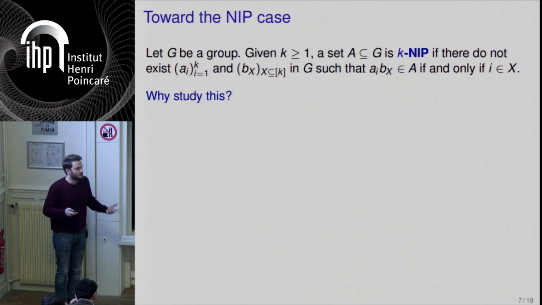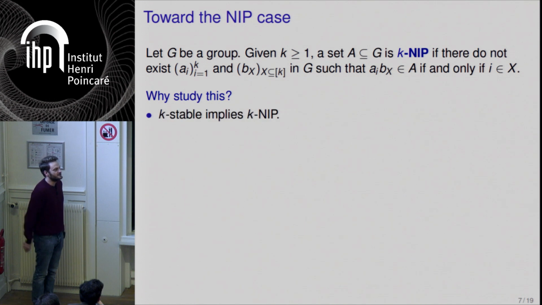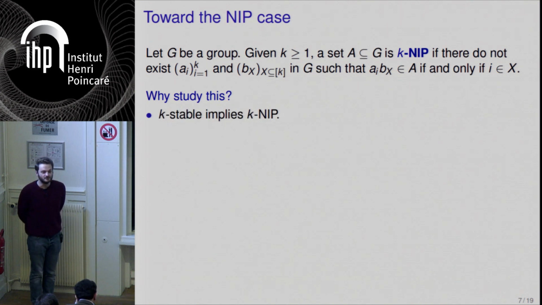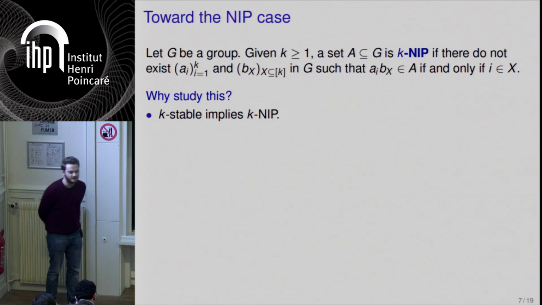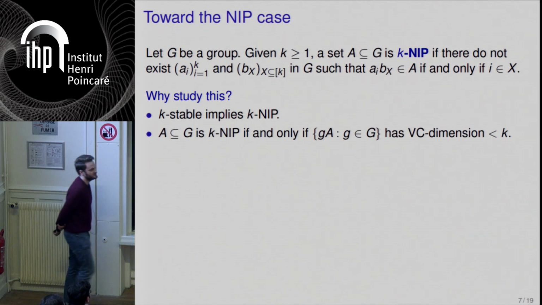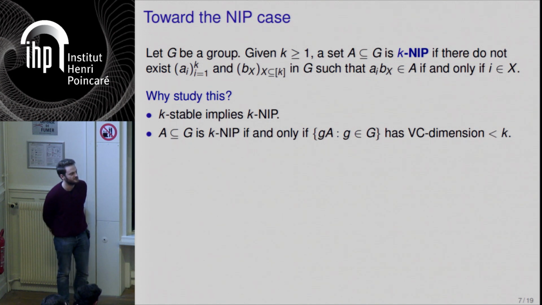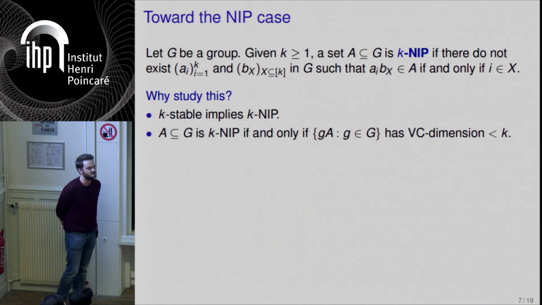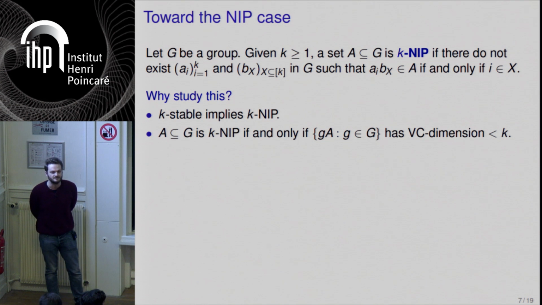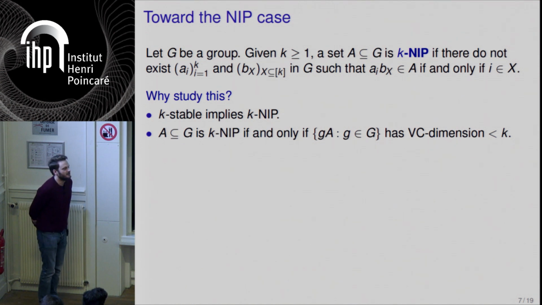Okay. So again, why study this? Well, because she asked about it, so that's why. No. It's a generalization of being stable, so that's one thing. You can think about that as an exercise: k-stable implies k-NIP. And this notion of being NIP goes by a lot of names. You can check that a subset A is k-NIP if and only if the set system of left translates of A has VC dimension strictly less than k. So if you're familiar with VC dimension, that might be a nicer definition of k-NIP for you, if you like.